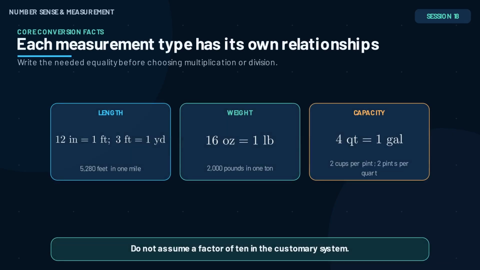For length, 12 inches equal 1 foot, 3 feet equal 1 yard, and 5,280 feet equal 1 mile. For weight, 16 ounces equal 1 pound, and 2,000 pounds equal 1 ton. For liquid capacity, 2 cups equal 1 pint, 2 pints equal 1 quart, and 4 quarts equal 1 gallon.